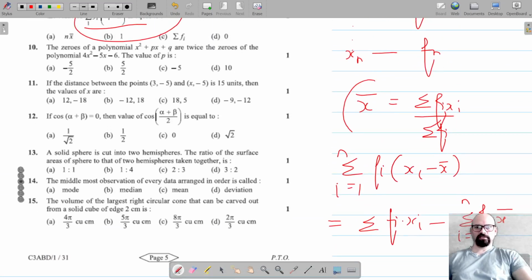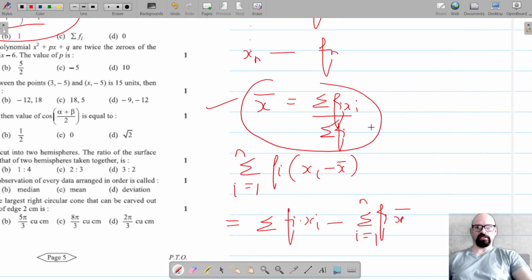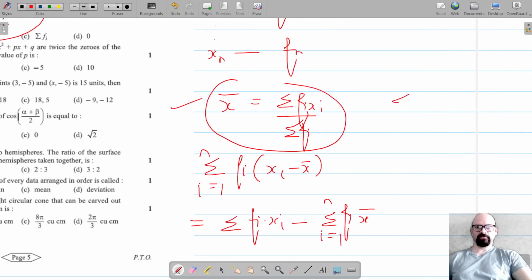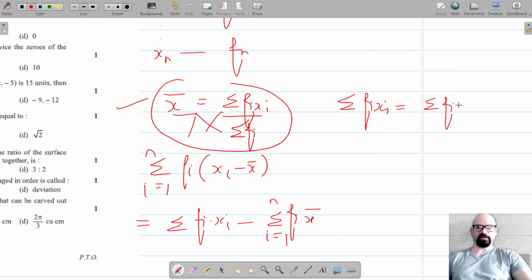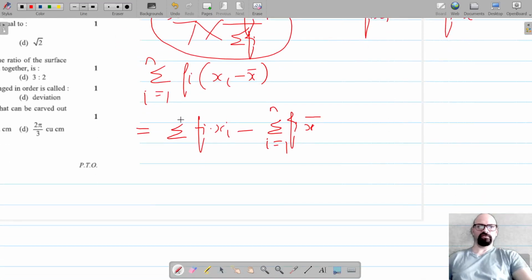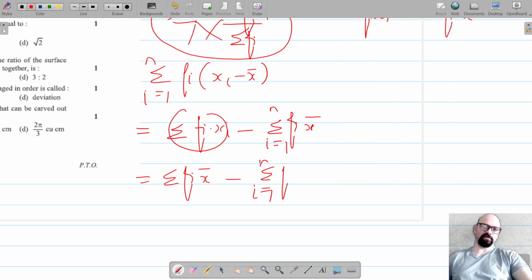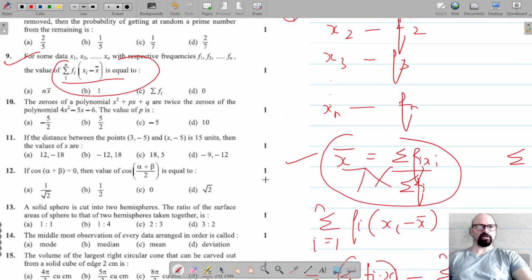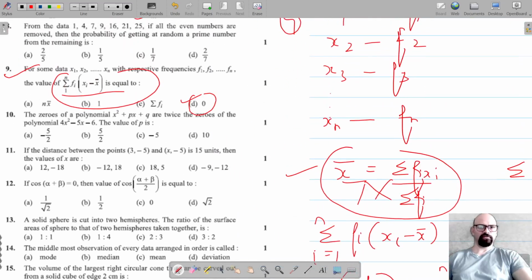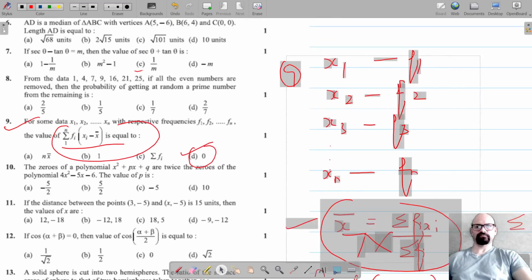Now, we know that this is the formula for the mean, and if I cross multiply this, it gives me sigma fi into xi equal to sigma fi into x bar. So instead of this, I can write sigma fi into x bar minus sigma fi into x bar. So this gets cancelled and the value is 0. So our answer for this one is 0.